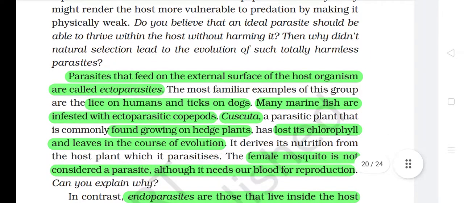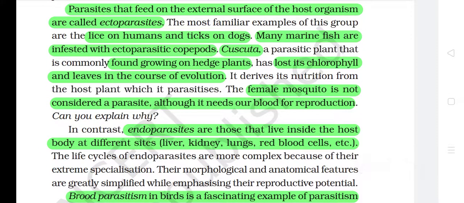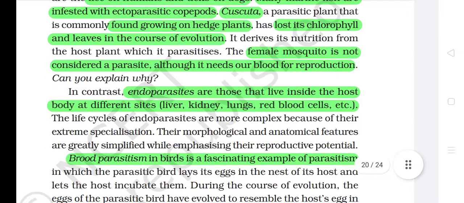Parasites that feed on the external surface of the host organism are called ectoparasites. The most familiar examples of this group are the lice on humans and ticks on dogs. Many marine fish are infested with ectoparasitic copepods. Cuscuta, a parasitic plant that is commonly found growing on hedge plants, has lost its chlorophyll and leaves in the course of evolution. It derives its nutrition from the host plant which it parasitizes. The female mosquito is not considered a parasite, although it needs our blood for reproduction. Can you explain why?